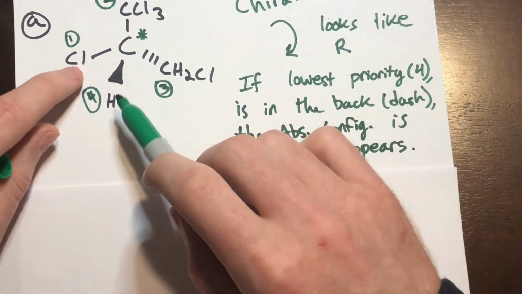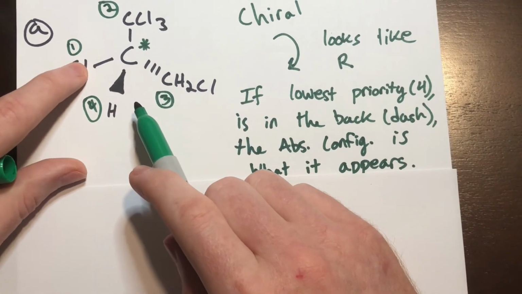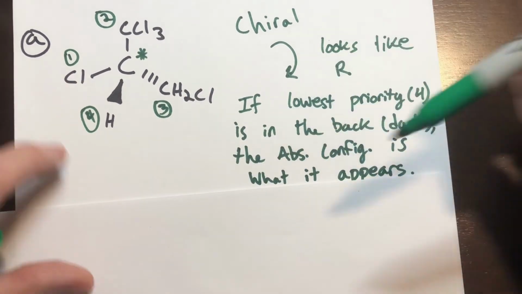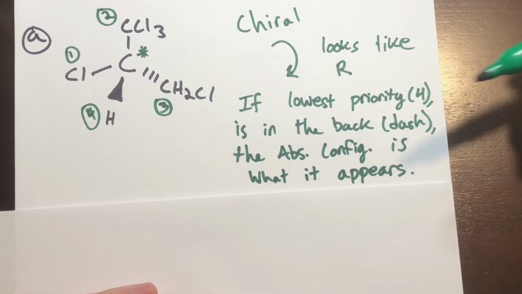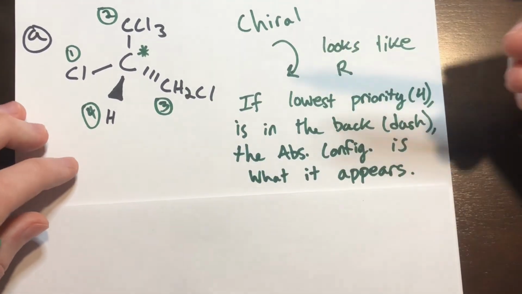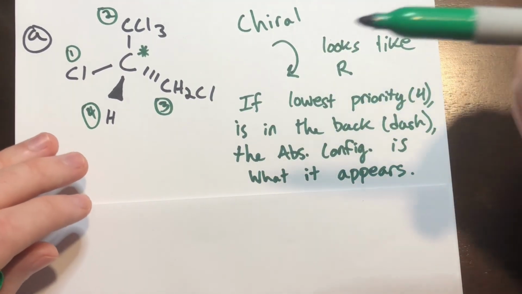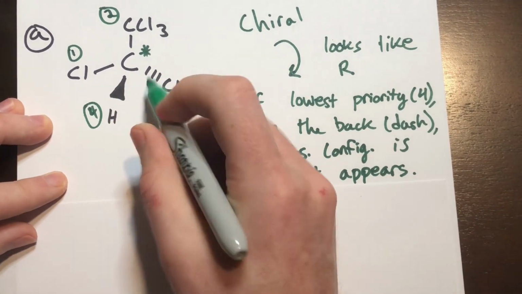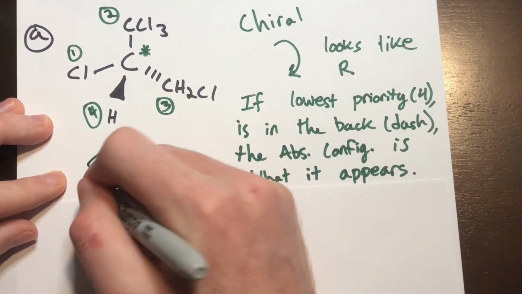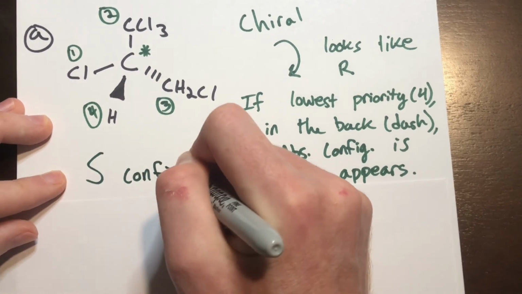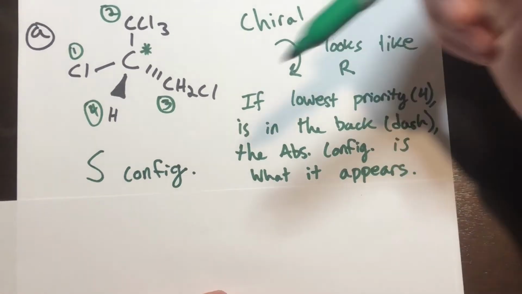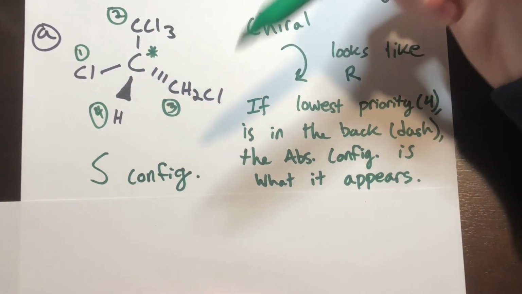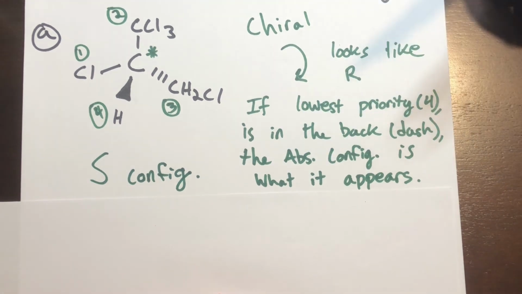So since this hydrogen is a wedge and not a dash, then we know the absolute configuration has to be S, because the lowest priority, the hydrogen, is not in the back. So since it's in the front, there's only 2 options of R or S, it has to be S. So this absolute configuration of this chiral center carbon is S. Okay, if, like I'm saying, the hydrogen was in the back and everything else was oriented the same, then it would look like R and it would be R.